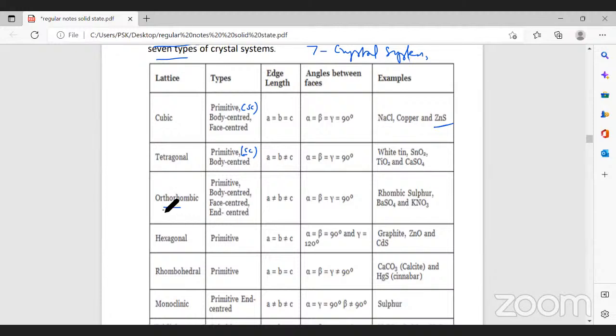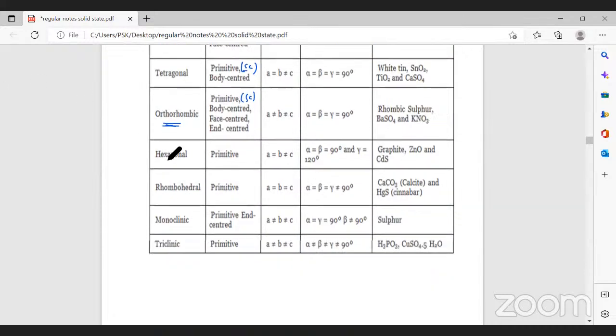Orthorhombic crystal has 4 Bravais lattices. It has simple, body-centered, face-centered, as well as edge-centered, which is called end-centered. Examples: rhombic sulfur, barium sulfate, potassium nitrate. And the hexagonal crystal system has only 1 Bravais lattice, simple. Examples: graphite, zinc oxide, cadmium sulfide.